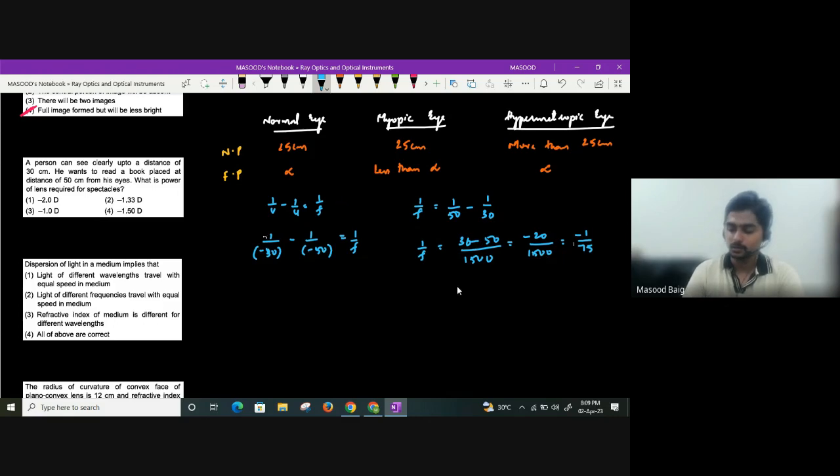This will be in centimeter inverse again. So if I want to find it in meter inverse, what will I write power as? Power will be 1 by f, but I'll write it as minus 100 divided by 75, which is minus 4 by 3. Turns out to be minus 1.33 diopters.